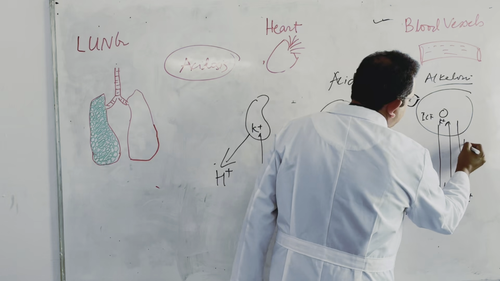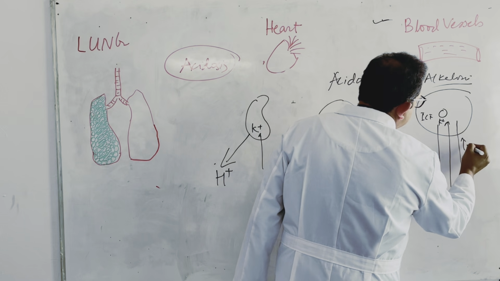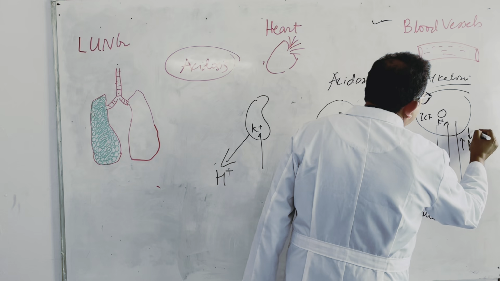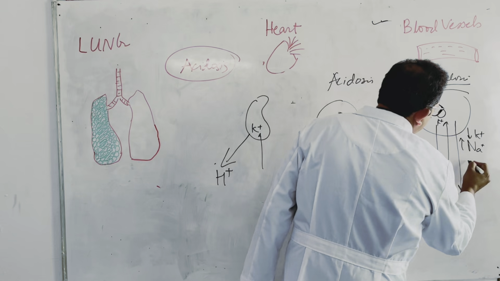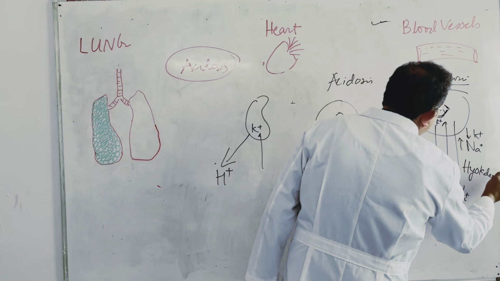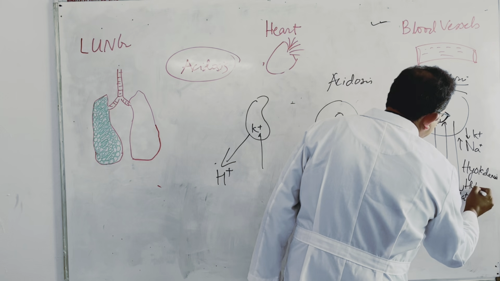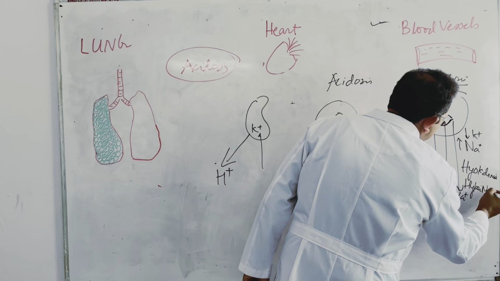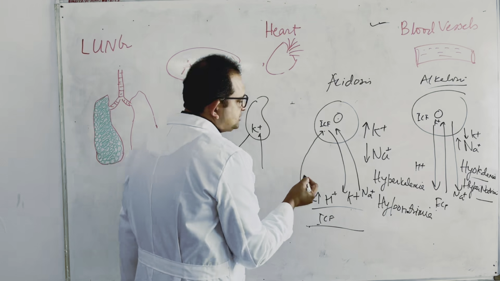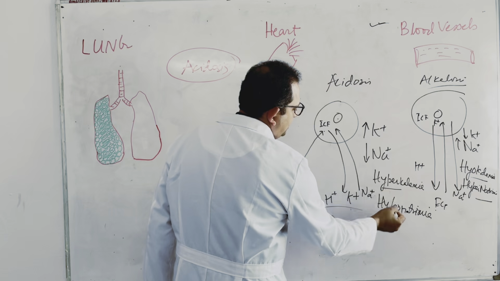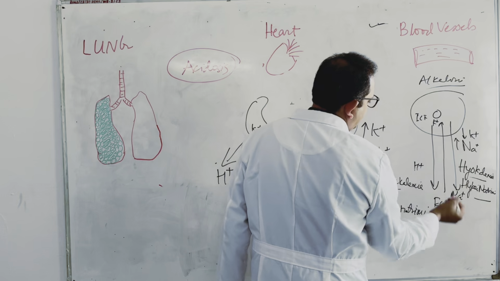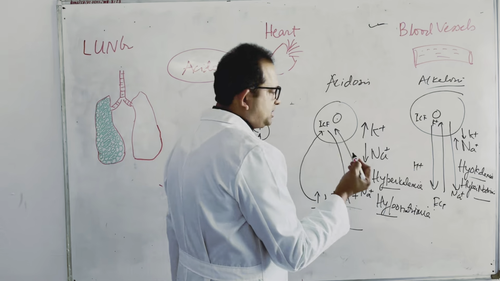So what happens then? There will be an increase in sodium ion, and a decrease in potassium ion. That will lead to hypokalemia and hypernatremia. So the questions are, in acidosis what happens? Hyperkalemia and hyponatremia. In alkalosis what happens? Hypokalemia and hypernatremia. So I hope this is clear to you.